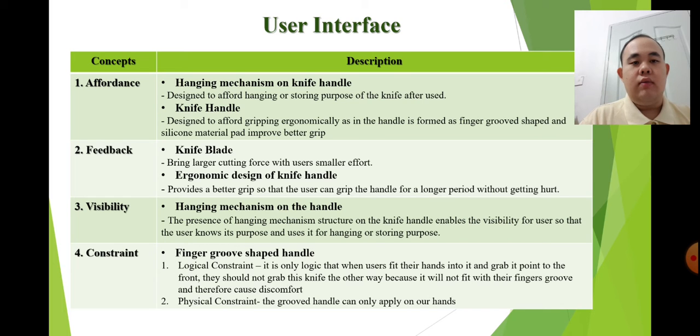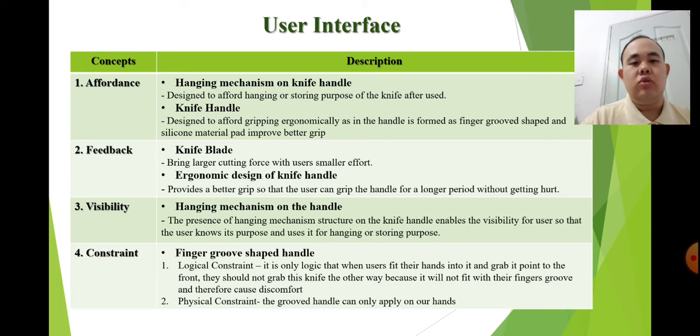And ergonomic design of knife handle provides a better grip so that the user can grip the handle for a longer period without getting hurt. The third one will be visibility. The visibility of the hanging mechanism on the handle. The presence of the hanging mechanism structure on the knife handle enables visibility for the user so that the user knows it's for hanging or storing purposes.